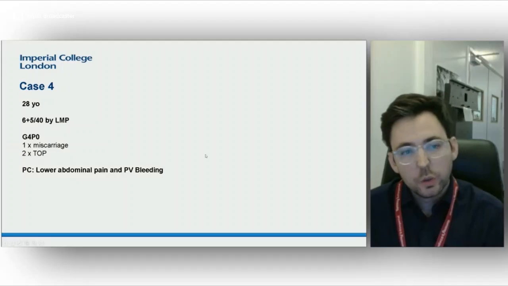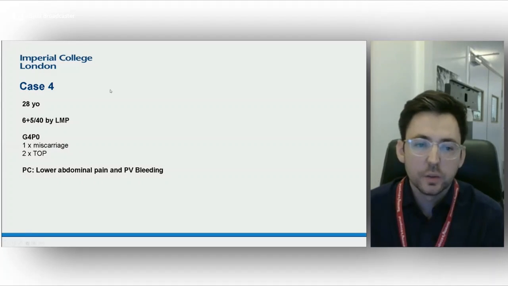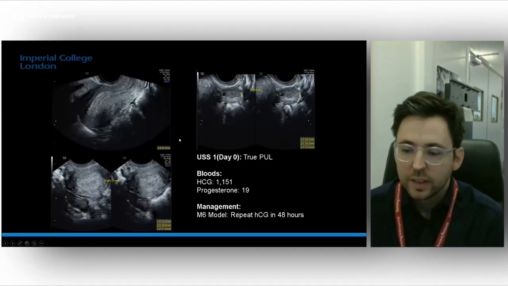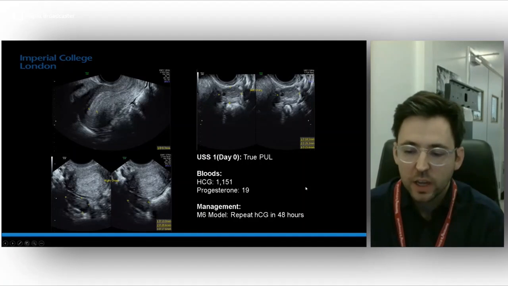So the next case, we have a 28-year-old who's 6 weeks and 5 days. It's her 4th pregnancy with previous miscarriage and 2 previous terminations of pregnancy. She presented with pain and bleeding. If we go to the first scan, we can see a thickened endometrium of around 10 millimeters. Both ovaries were visualized and no adnexal masses seen.